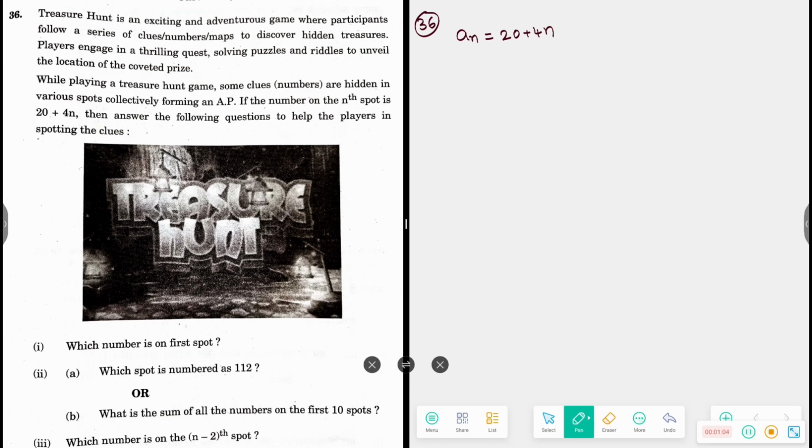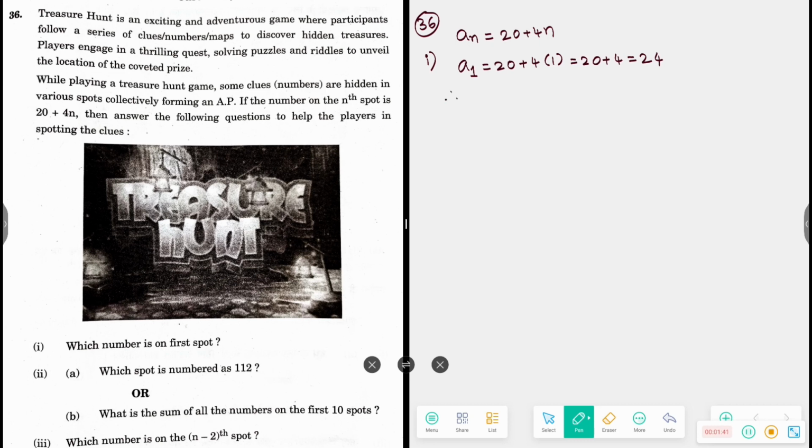Now coming down, the first question is: which number is on the first spot? Now we know the nth spot, we want the first spot. So what we have to do? We have to find a1. How can we find a1? By substituting 1 in the place of n. So if you substitute 1 in the place of n, we get a1 is equal to 20 plus 4 into 1. That is 20 plus 4, which is finally 24.